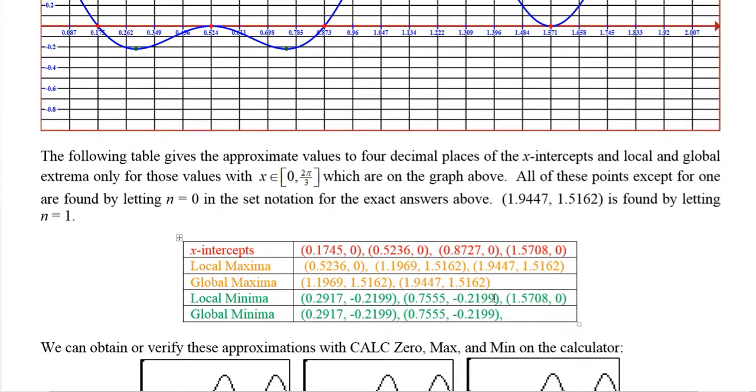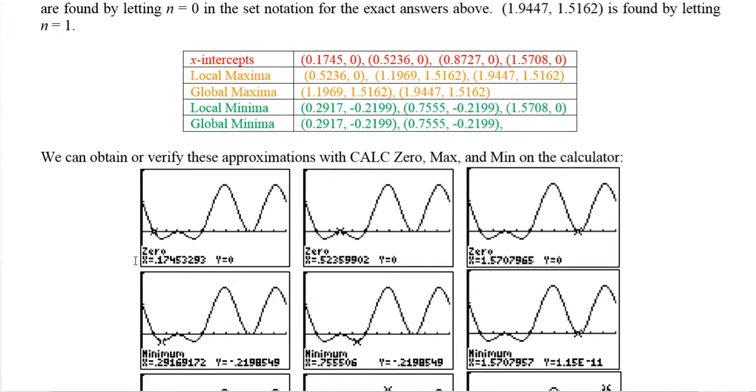Okay, and here's summarizing this so far for one period, and then multiples of 2 pi over 3 will give us that. We can approximate some of these here. We could have done this table without finding all the derivatives by doing some zero, calc max, calc min, and so forth.